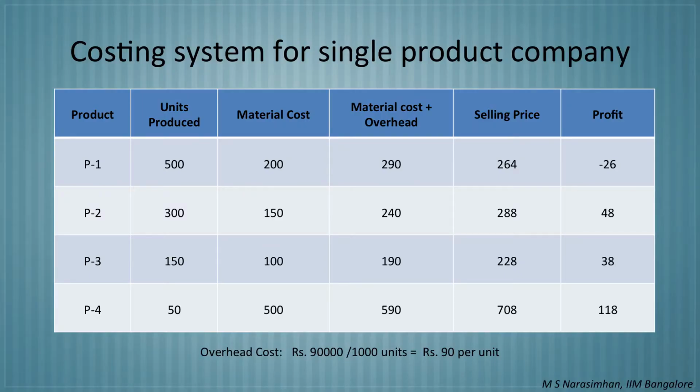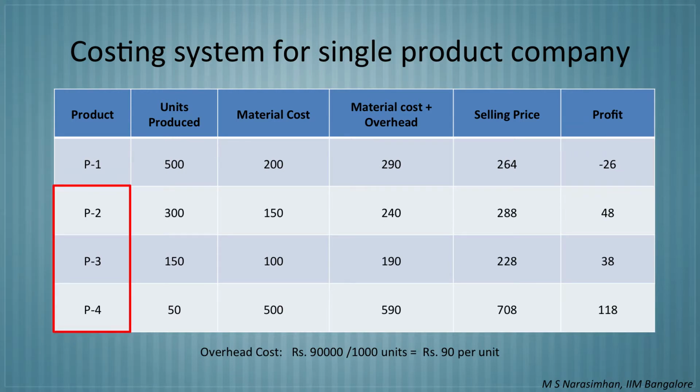Assume you are a manager of the firm. You got a report from the accounting department showing the profitability of the products. The product P1 is a standard product, and the price is determined by the market forces. Accountant shows the product cost as 290. It consists of 200 for the material and 90 for overhead. The selling price determined by the market forces is 264. The product is incurring a loss of rupees 26.